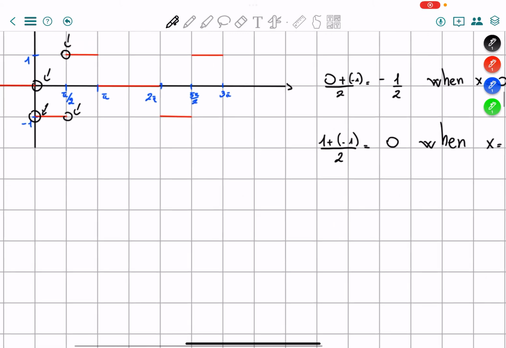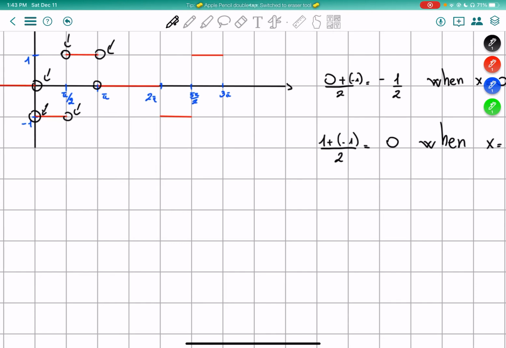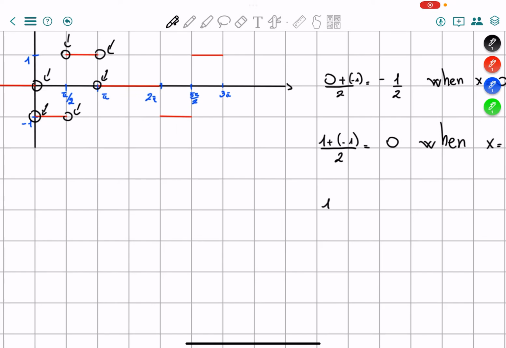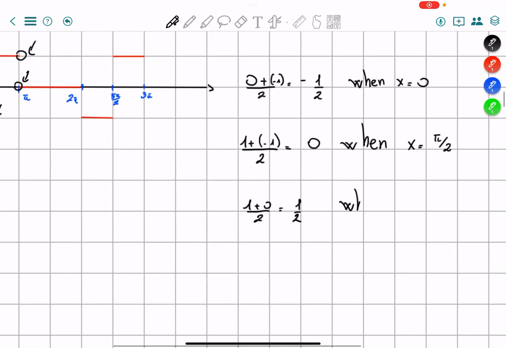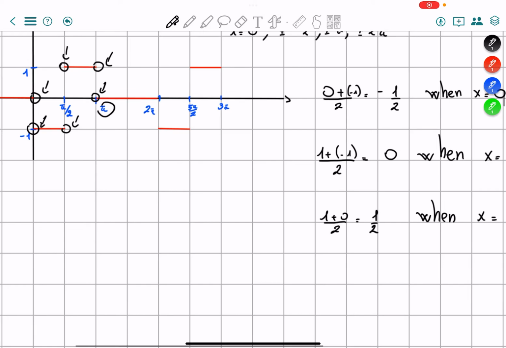Okay, now what about pi instead? Well, pi is this point here. The one on top is equal to 1, the one on the bottom is equal to 0, so 1 plus 0 divided by 2 is equal to 1/2 when x is equal to pi, because we're looking at the point pi.